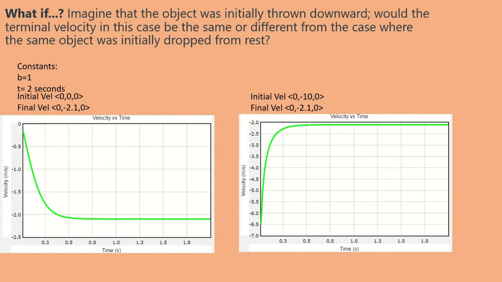I compared both of them, and as you can see from the results here, the velocity actually does reach the same terminal velocity, and in this case it's negative 2.1. That just goes to show that no matter the initial velocity, the terminal velocity will be reached eventually. So I thought it was pretty interesting, and thank you for listening to my lab.